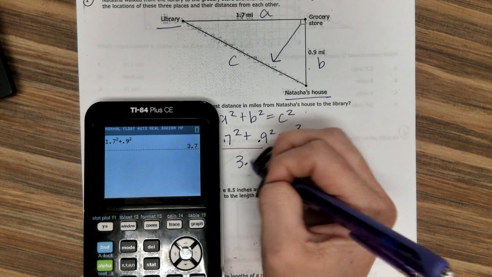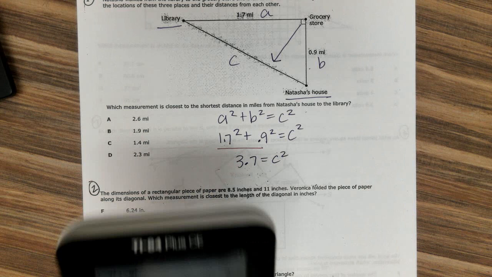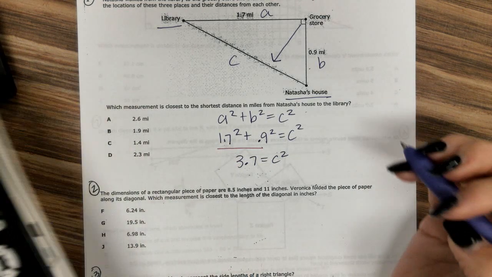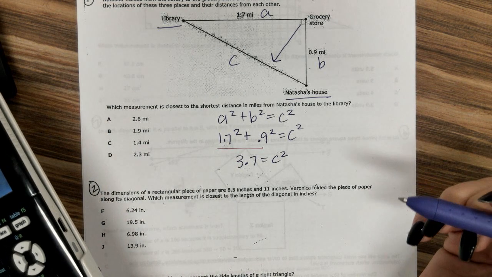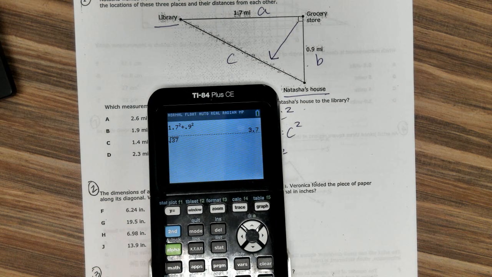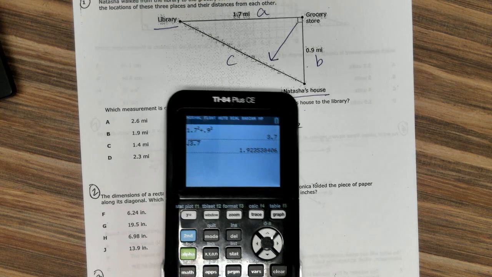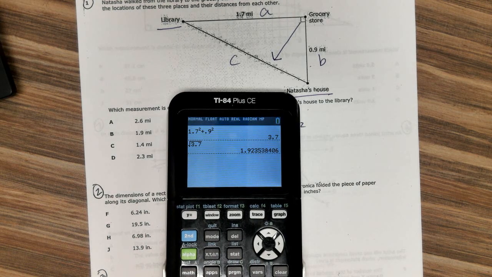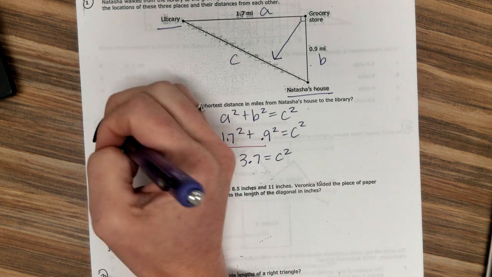Is that my answer, or do I have to square root it? I have to square root it. So the square root of 3.7 is 1.92. So which answer is closest? B.